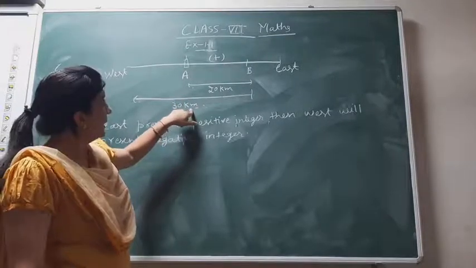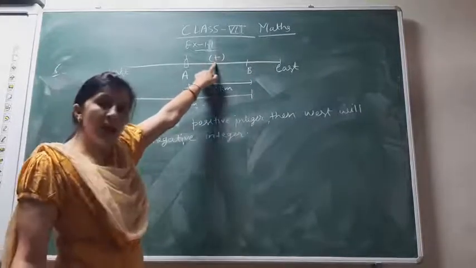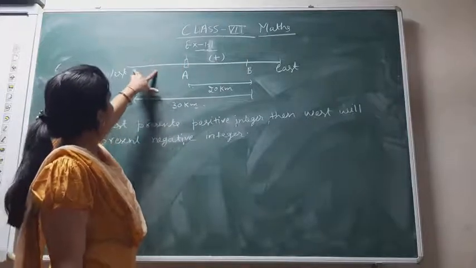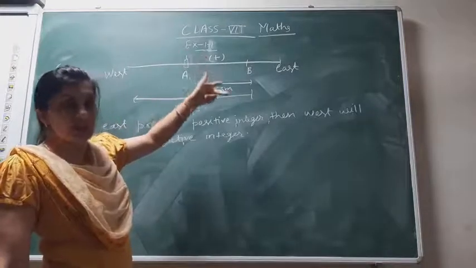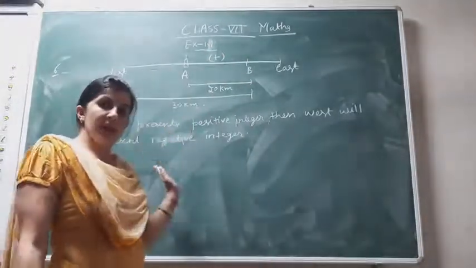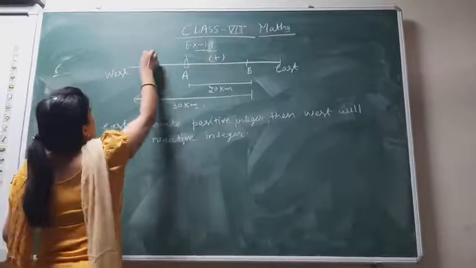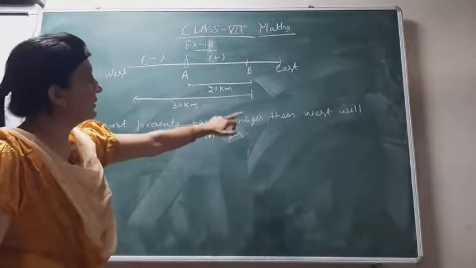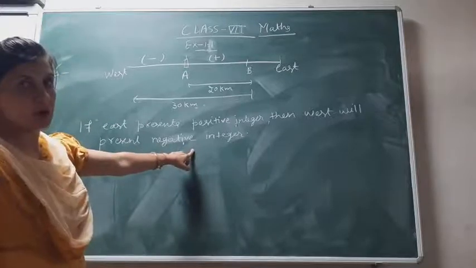Now they say if the distance from A to east is represented by a positive integer, then how will we represent the distance towards west, by which sign? We can say if east is positive and the opposite direction of east is west, so if it is positive then it will be negative. So if east represents a positive integer, then west will represent a negative integer. This is the first part of our question.